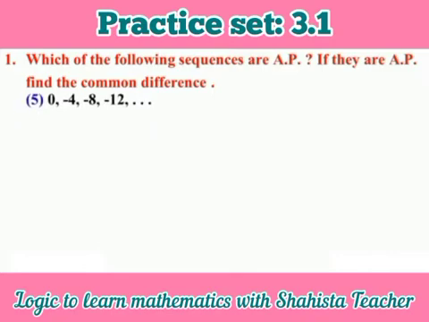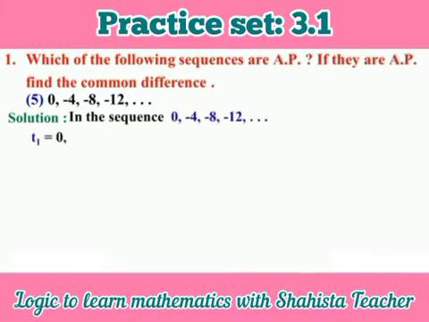Now, let's solve sub question 5. 0, minus 4, minus 8, minus 12 and so on. So, here in the sequence 0, minus 4, minus 8, minus 12 and so on, T1 is equal to 0, T2 is equal to minus 4, T3 is equal to minus 8 and T4 is equal to minus 12.